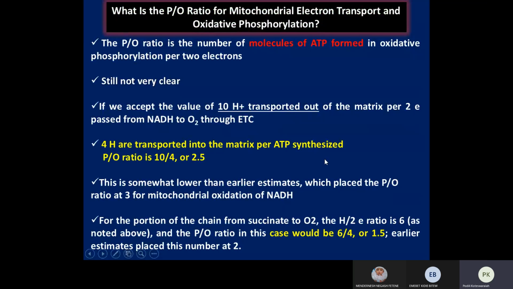So this is about the ATP-ADP translocase. And now the last one is the P by O ratio. The P by O ratio is nothing but the molecules of ATP formed in oxidative phosphorylation when the electrons are transferred from the NADH to the molecular oxygen.